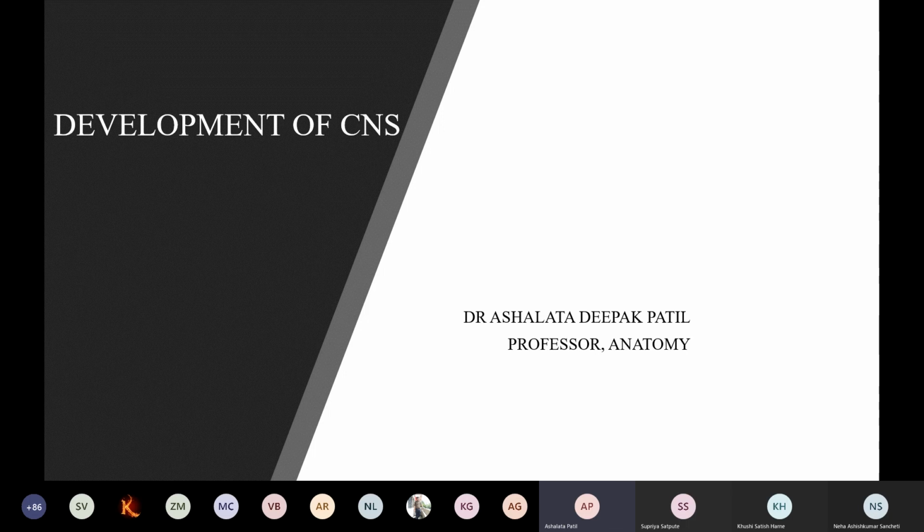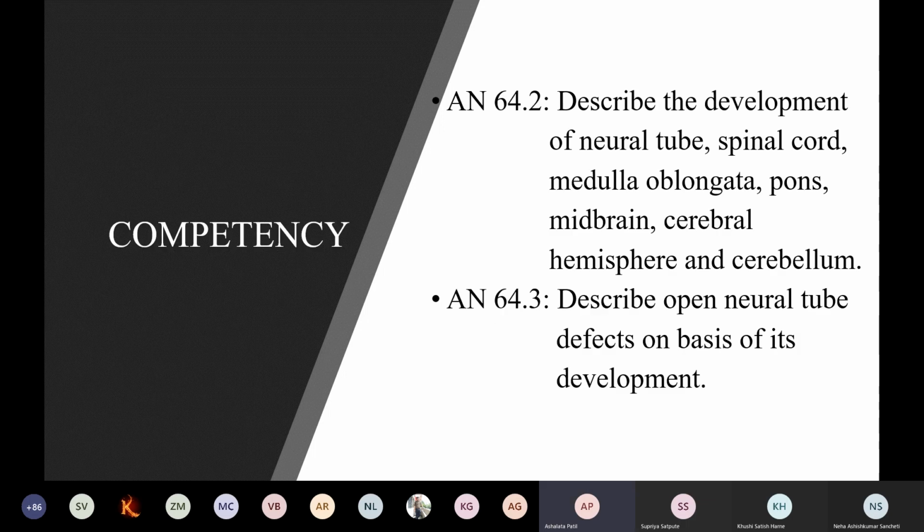So good afternoon, everyone. Today we'll see about the development of the neural tube. This is competency number 64.2: Describe the development of the neural tube, spinal cord, medulla oblongata, pons, midbrain, cerebral hemisphere, and cerebellum. And one more competency is 64.3: Describe open neural tube defects on the basis of its development.